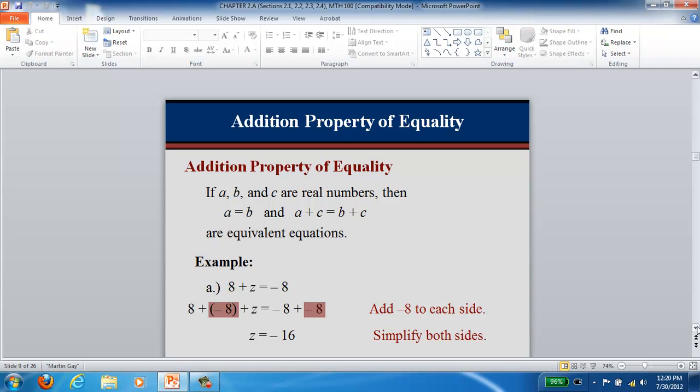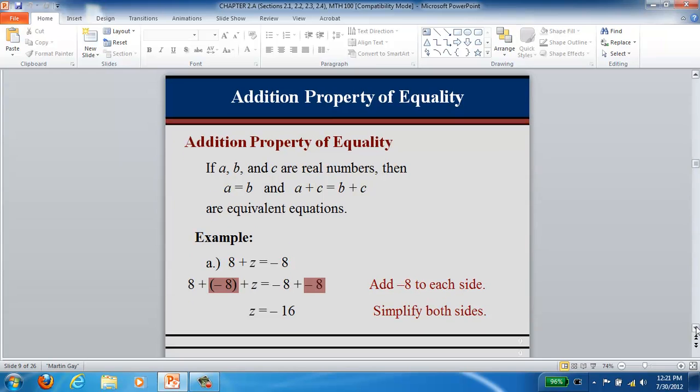If a, b, and c are real numbers, then a equals b and a plus c equals b plus c are equivalent equations. For example, 8 plus z equals negative 8. You combine like terms, which means you add negative 8 to each side, leaving the z, the variable, to the left alone, and combining negative 8 plus negative 8 simplifies to negative 16. So your final answer is z equals negative 16.